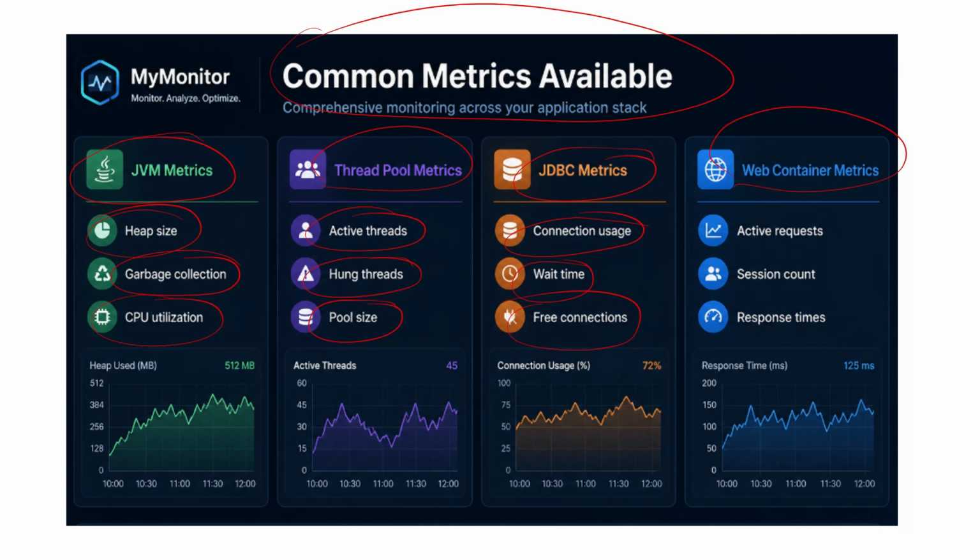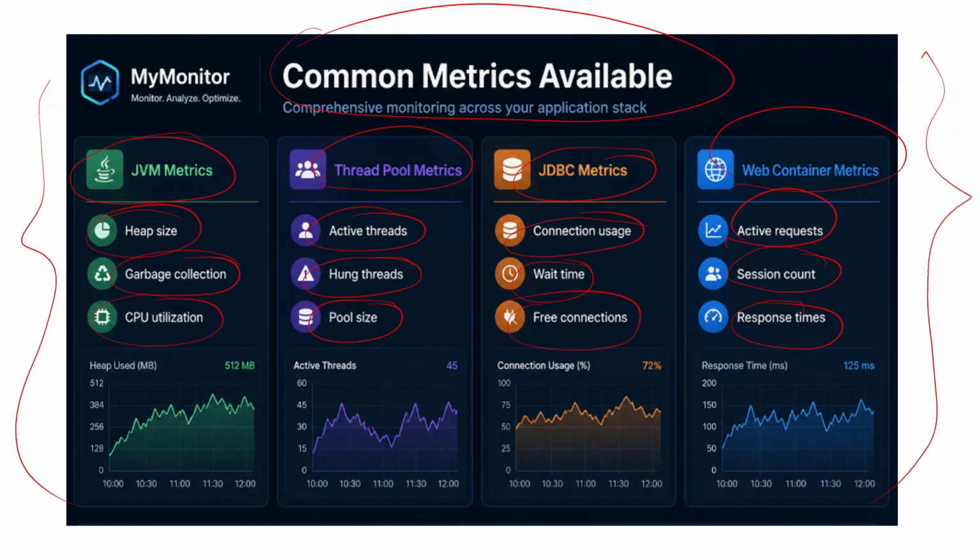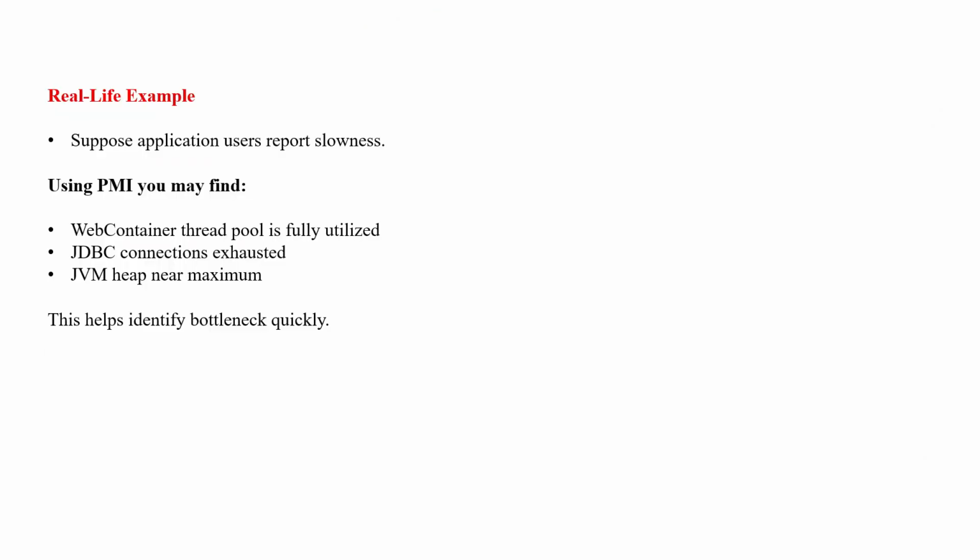The web container means the request that is connecting to your WebSphere from the browser. How many active requests are there, what is the total session count, and what is the response time for the requests coming from the browser. These kinds of critical statistics we can gather with the help of the PMI option, and this helps us get better tuning of the parameters, right? Because once you have complete insight into the current utilization, you are in a better position to plan what the value for this parameter should be in my system.